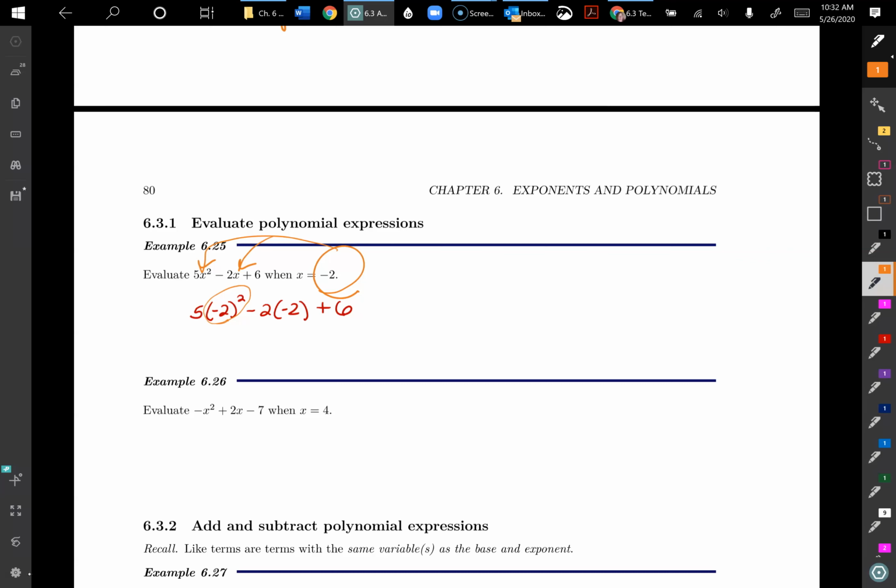But -2 squared is the same as -2 times -2. We've worked with that before, so that will be a +4. And really make sure you do the exponential first.